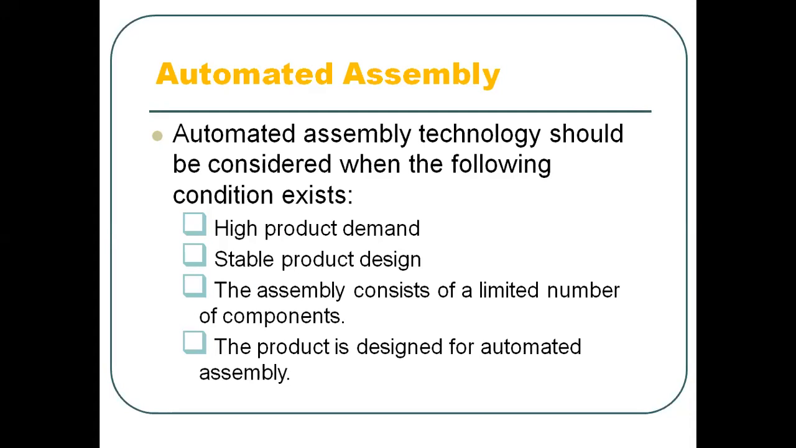Then the stable product design. If the product design is stable, it is not changing, then you will go for rigid automation, right? So mostly all the points which are applicable to rigid automation will apply here. Assembly consists of a limited number of components. As per statistics, mostly a dozen components. If there are more components, then it'll be difficult to design that workstation, right? Cost would increase and the complexity would also increase. So if there are more than a dozen components, then we'll go for manual or robotic, maybe, as the case is.